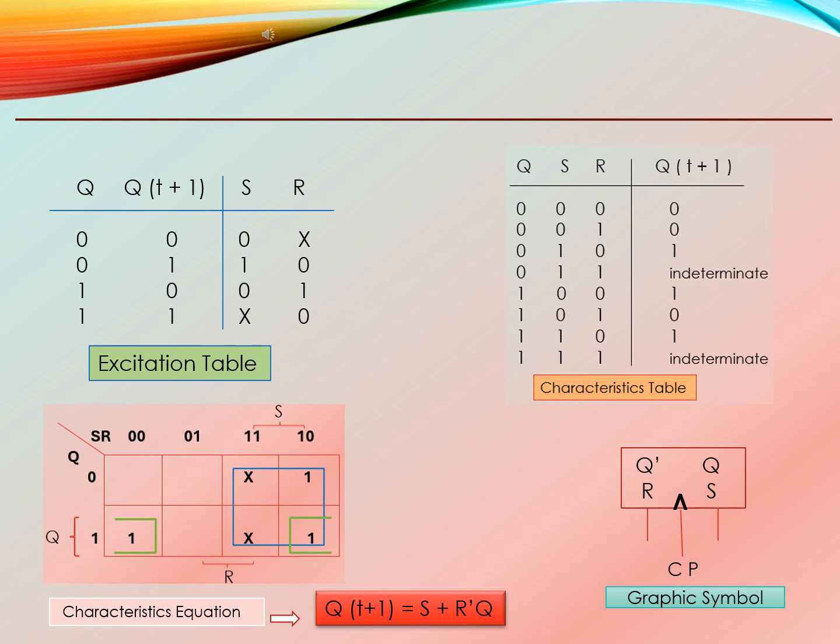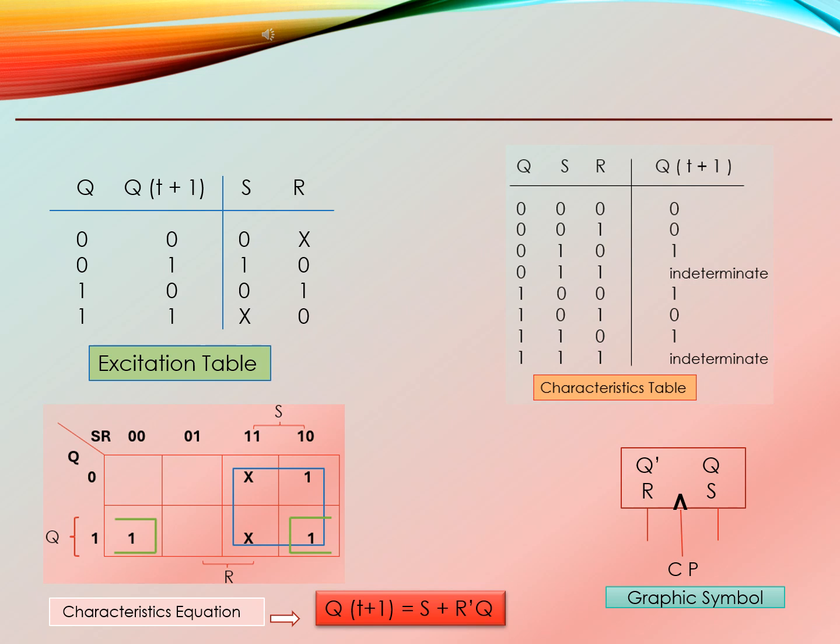In row 1, if the current state is 0 and we want to stay at 0, then we apply S equal to 0 and R can be anything, denoted X, meaning don't care. In row 2, to go from 0 to 1, we must set the flip-flop, so S equals 1 and R equals 0.